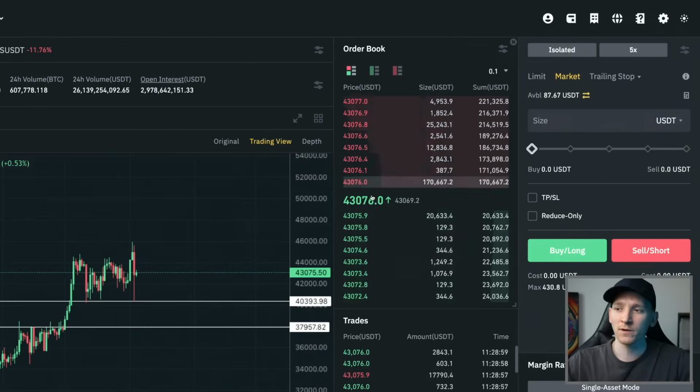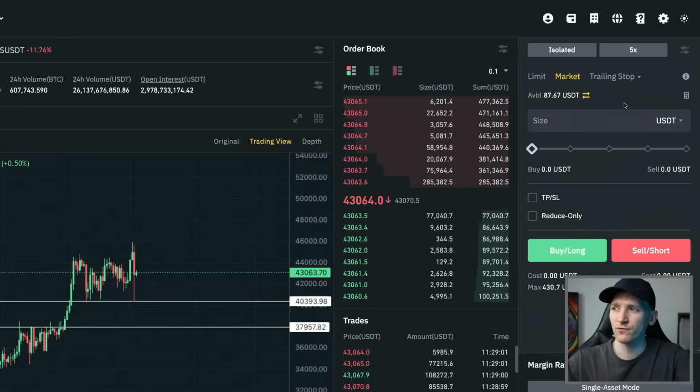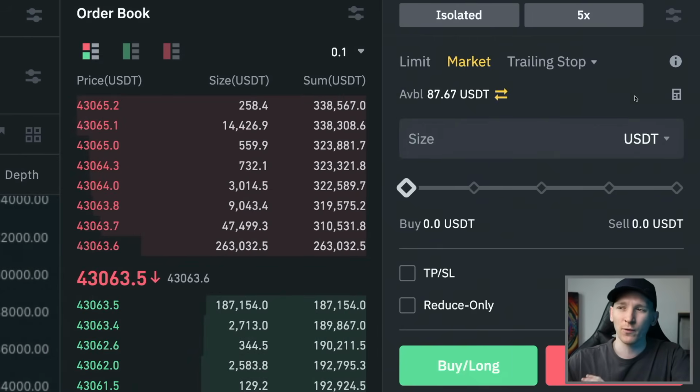Let's open a sample long position then. Now that we know our stop loss level down here, we know exactly how much risk that we can take and leverage if we want to take it.